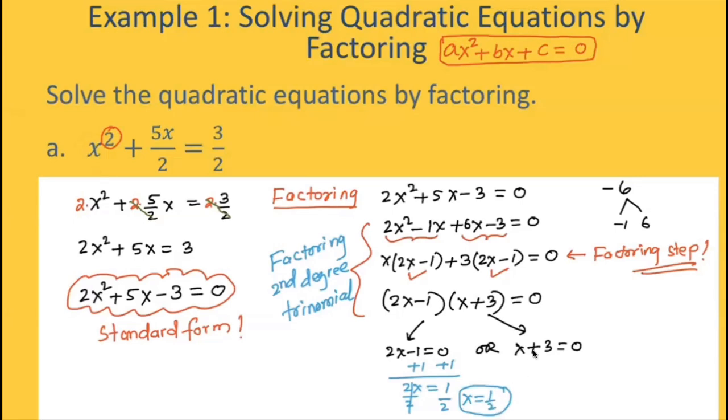The second value we get from x plus 3 equal to 0. So what you need to do is subtract 3 on both sides. 3 and 3 cancel, x equal to 0 minus 3, which is negative 3. So we get two values: 1/2 and -3. This method is called solving the quadratic equation by factoring.